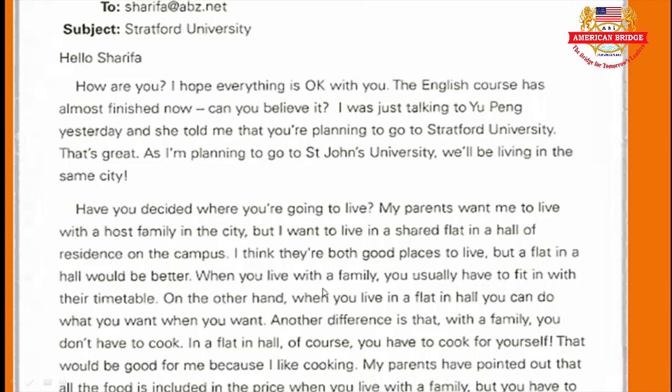When you live with a family, you usually have to fit with their timetable. On the other hand, when you live in a flat in hall, you can do what you want when you want. Another difference is that with a family you don't have to cook. In a flat in a hall, of course, you have to cook for yourself. That would be good for me because I like cooking. My parents have pointed out that.